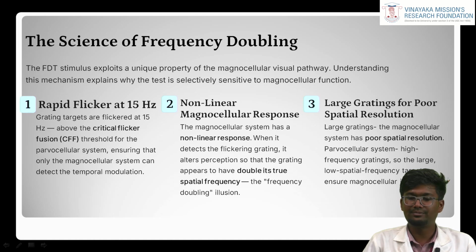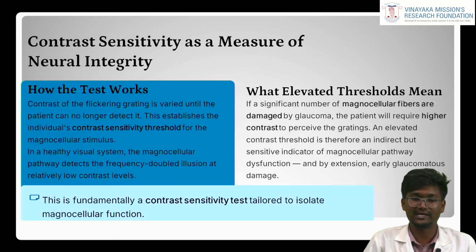Large grating for poor spatial resolution. The grid pattern is large. The magnocellular system has a poor spatial resolution and the P cells have a greater spatial resolution. This poor spatial resolution is utilized in the principle of FDT. Contrast sensitivity as a measure of neural integrity. In white on white perimetry, we use decibels, where the light stimulus is altered by the staircase method. But in this FDT, we use contrast sensitivity. How is the test used?